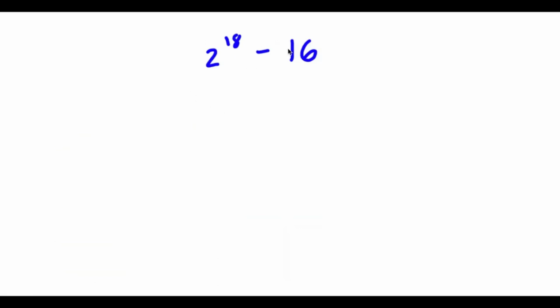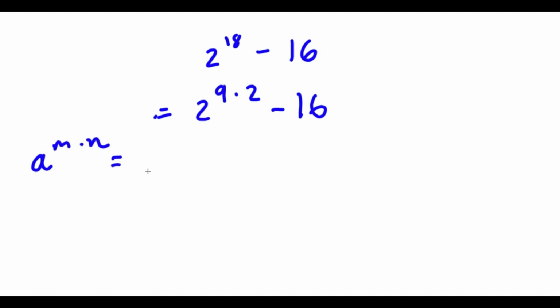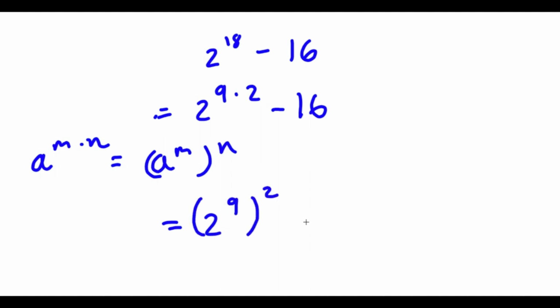Alright, so we have 2 to the power of 18 minus 16. Now, 2 to 18 here, this is the same thing as 9 times 2. So now I have 2 to the power of 9 times 2 minus 16. And if I have something in the form a to the power of m times n, this is the same thing as a to the power of m to the power of n. So 2 to the power of 9 times 2, that's going to equal 2 to the power of 9 to the power of 2.